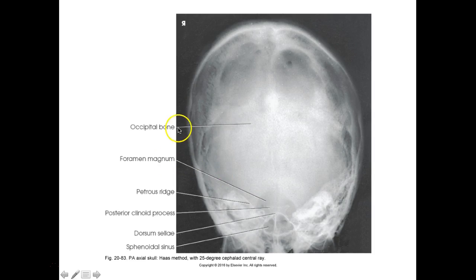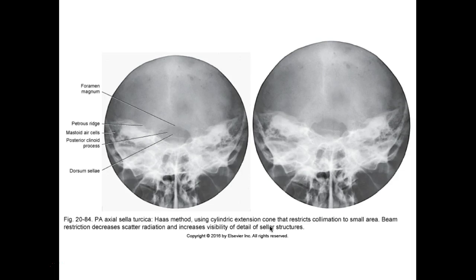Here you have your occipital bone. You can see your parietal bones really well, and we can see your saddle here. We've got the posterior ridge, this is your foramen magnum. Within your foramen magnum, we have the posterior clinoids right here. You can see them perfectly. We have the dorsum sella, which is the posterior portion right there, and this is your sphenoid sinus, so it shows us if there's any fluid or anything in there. You can do cone down views to see the sella turcica using the Haas method.